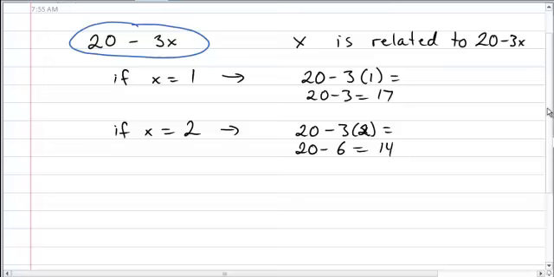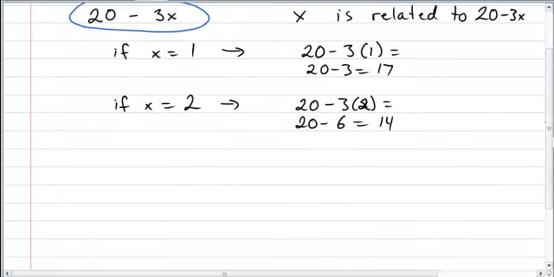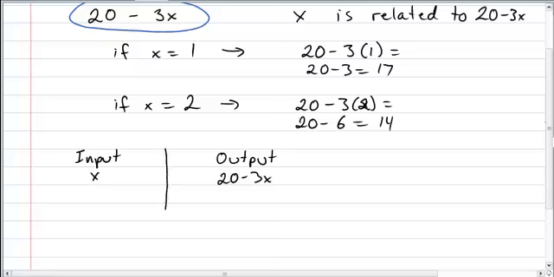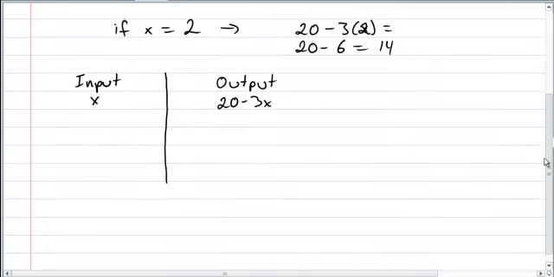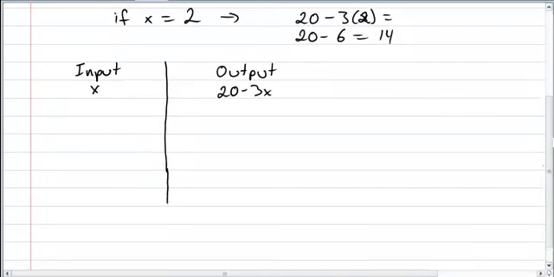What we would do with this is create a table that would show this relationship. In one column, we have our input, which is x. In the other column of the table, we have our output, which happens to be 20 minus 3x. In this table, if x is 1, our output is 17. If x is 2, our output is 14.